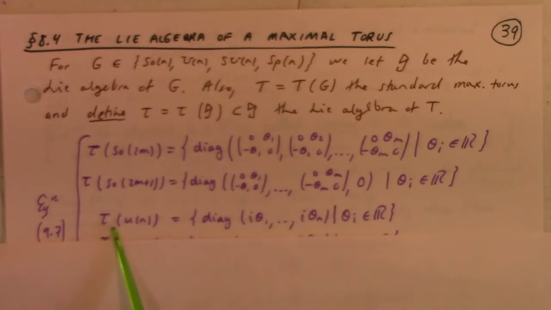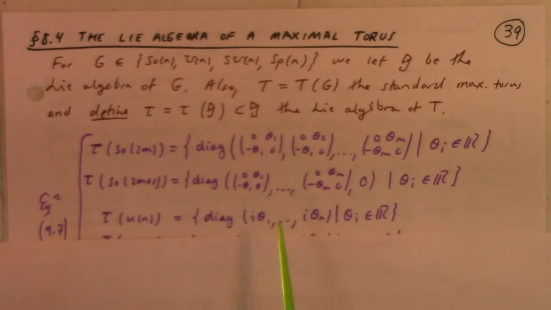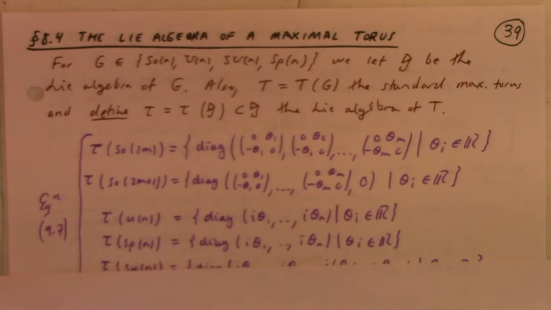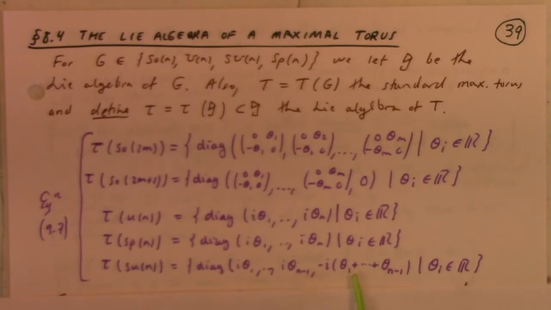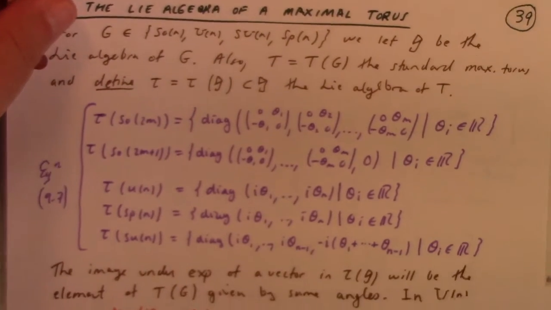So the Lie algebra of the torus of the unitary group is just the diagonal matrices with i on the diagonal like that. That's pretty simple. And likewise for the torus of the symplectic, it's not that complicated. As usual, the special unitary is trickier: the traceless condition makes this more complicated. So there's a connection between the first n-1 angles and that last component here. So there you have it. Those are the Lie algebras of the maximal tori.